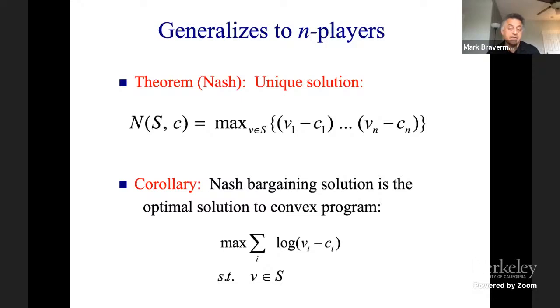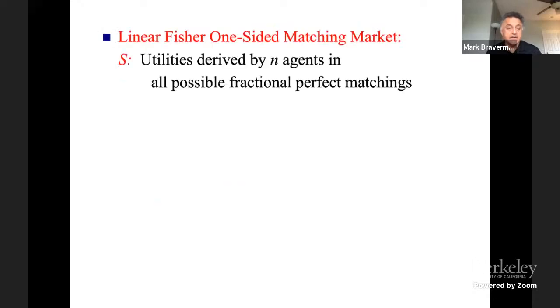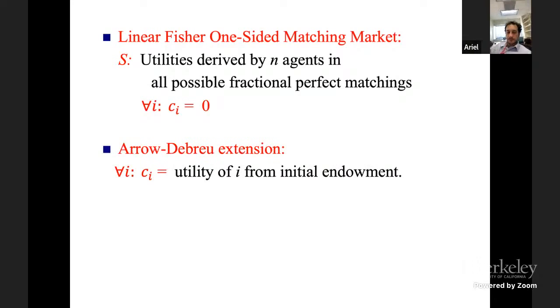And so the very first thing that went wrong with Hylland and Zeckhauser looks like we can do it, and indeed we can. So we can define a linear Fisher one-sided matching market by defining S to be the utilities derived by the n agents in all possible fractional perfect matchings, and let the Nash bargaining solution pick the unique point at which the market will operate. And of course, here the disagreement utilities are 0.